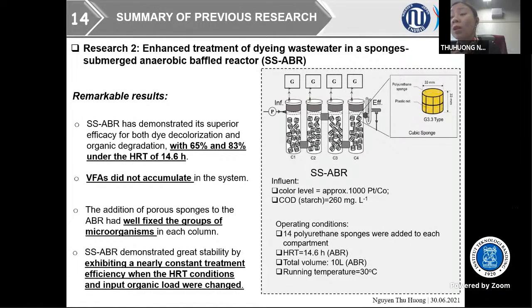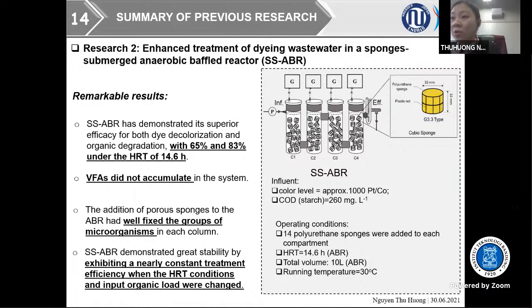In the second study, with the goal of immobilizing microorganisms to differentiate the function of each column, we added polyurethane sponge to each compartment as a biocarrier. The operating conditions of the system were similar to the mentioned study, but the HRT and input COD were changed to evaluate the stability of the system. The results show that the performance was superior to the ABR without sponge, with 65% and 83% compared to only 42% and 60% of dye decolorization and organic degradation, under an HRT of only 14 hours instead of 18 hours. And volatile fatty acids did not accumulate in the system.